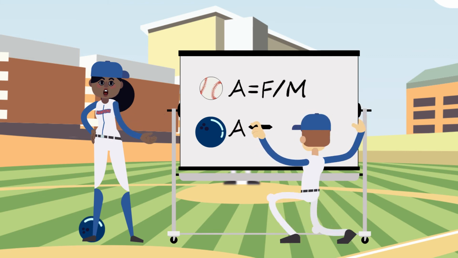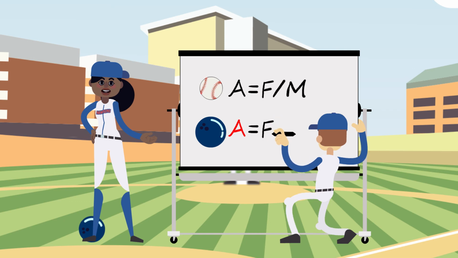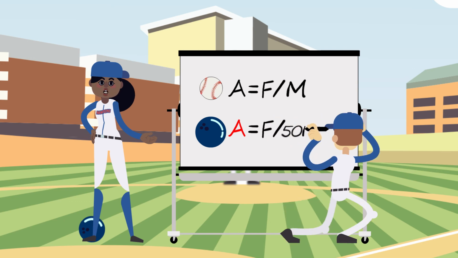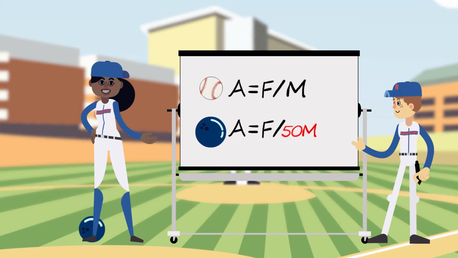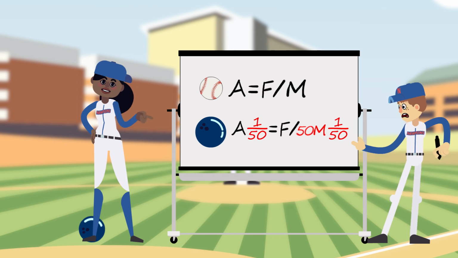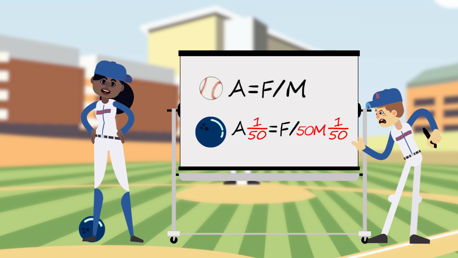Then, that not so awesome acceleration you got with the bowling ball, you got that by applying the same net force you put on the baseball onto the bowling ball, which has a mass that is 50 times greater than the mass of the baseball. So if you take the 50 out of this side, you find, yep, the acceleration from the bowling ball pitch is 1/50th the acceleration of the baseball pitch, much slower.